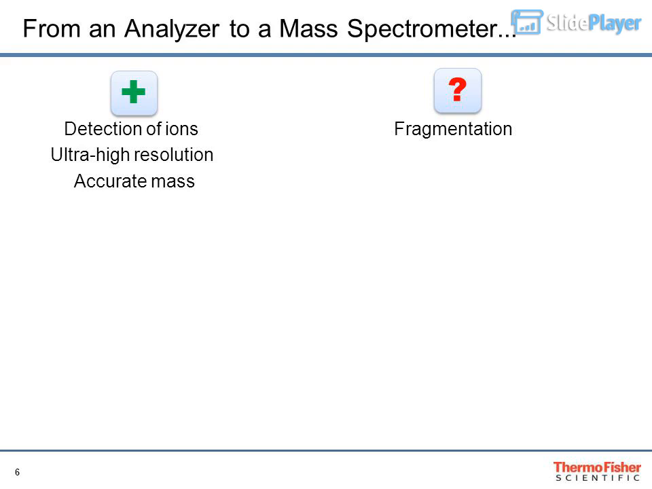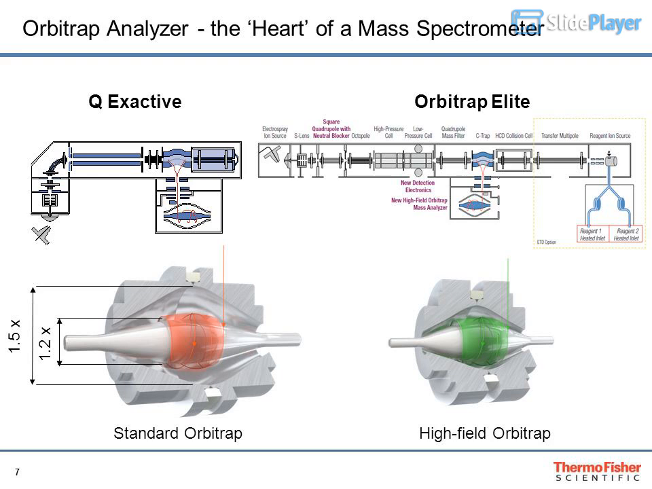Plus detection of ion fragmentation. Ultra-high resolution. Accurate mass. The Orbitrap Analyzer, the heart of a mass spectrometer. Q-Exactive, Orbitrap Elite.